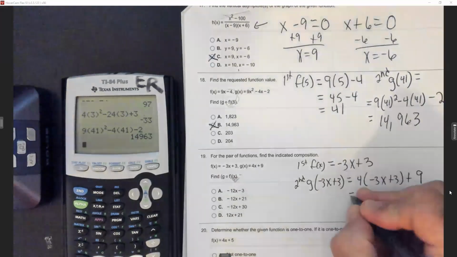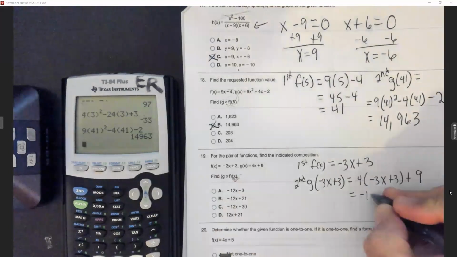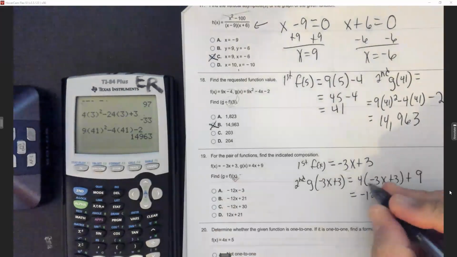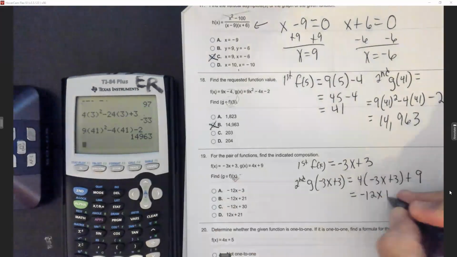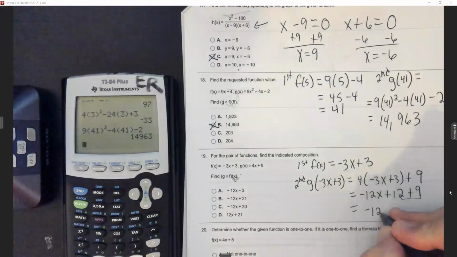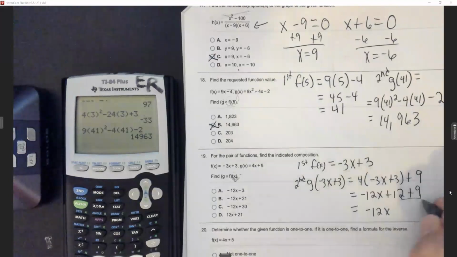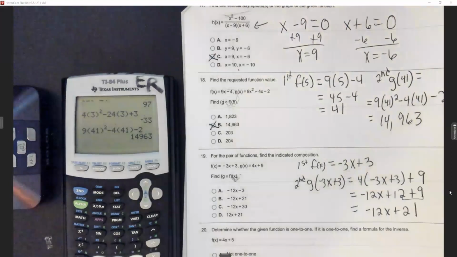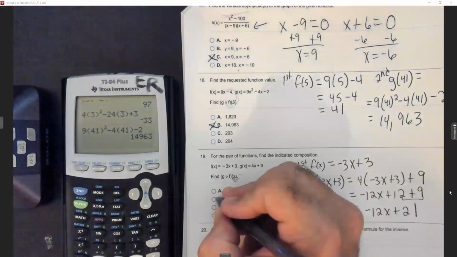All right, so watch this. 4 times negative 3 is a negative 12x. 4 times 3 is a positive 12, plus 9. And the only thing I can do is add the like terms. So I get negative 12x, and 12 plus 9 is 21. So negative 12x plus 21 would be B.